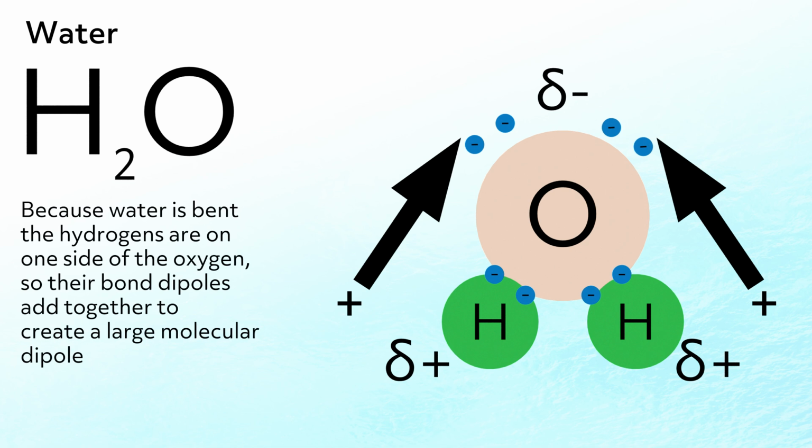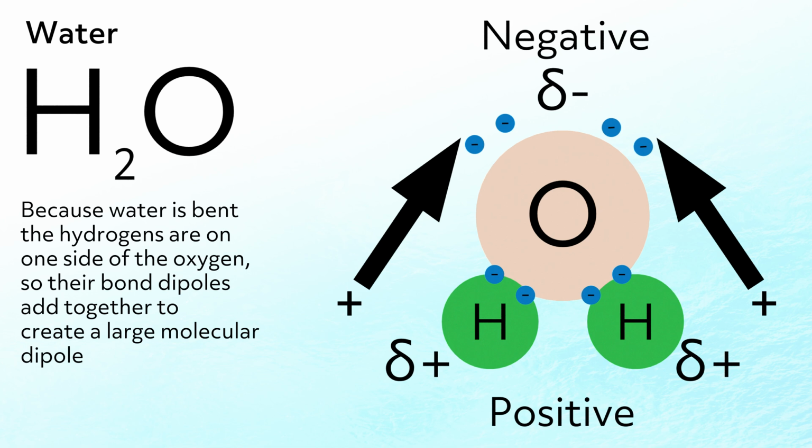Because water is bent, a result of the 2 lone pairs on oxygen, the hydrogens are on one side of the oxygen, so their bond dipoles add together to create a large molecular dipole. Said another way, water is a highly polar molecule, where one side is partially positive and the other is partially negative. Now, what does this mean for when water molecules get together?